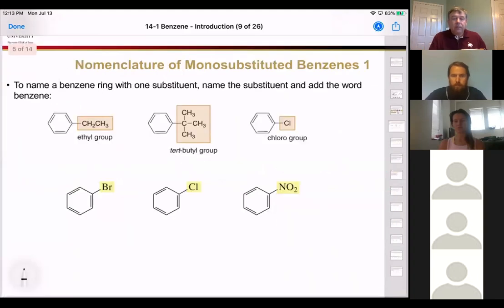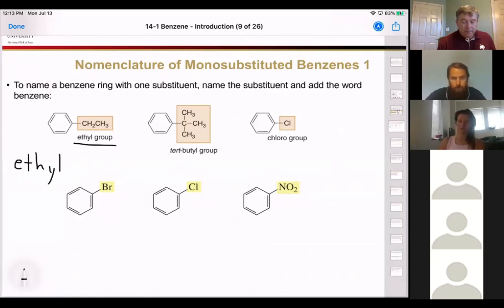Okay. So let's start naming these things. Whenever you have just a simple alkyl group on it, you want to name it for whatever the group is and add the word benzene. So it's nice and easy. So if you had an ethyl group on here, that would make it ethylbenzene.